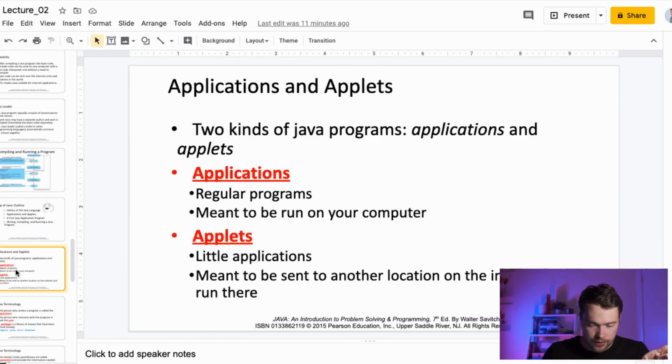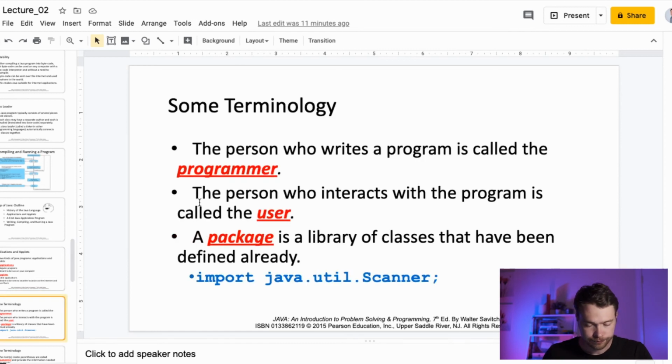Applications and applets. There are two kinds of Java programs, applications and applets. Applications are regular programs, something like what you guys are doing, meant to be run on your computer. Applets are very, very small applications meant to be sent to another location on the internet and run there.